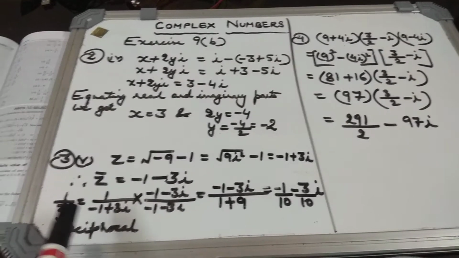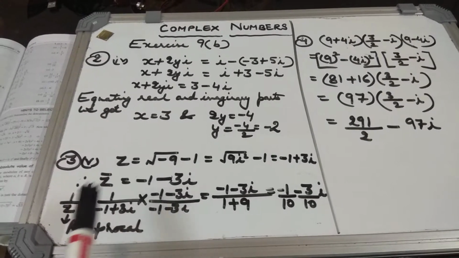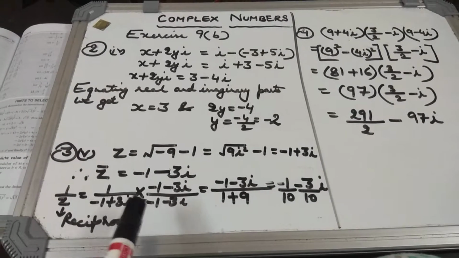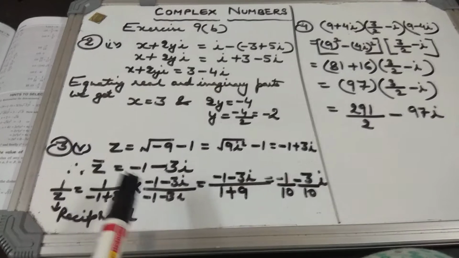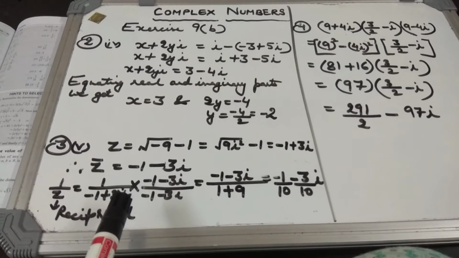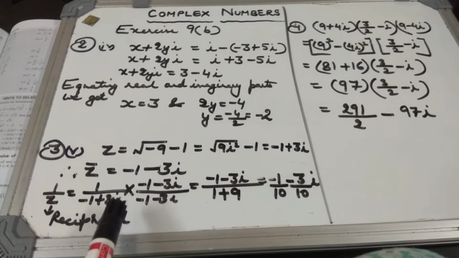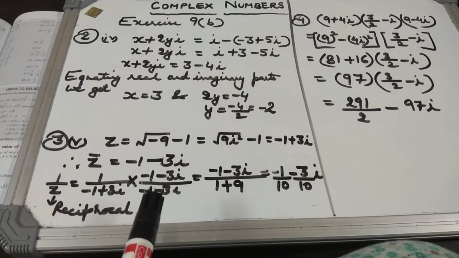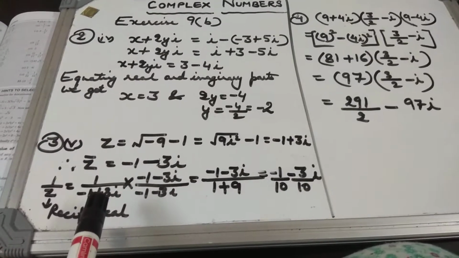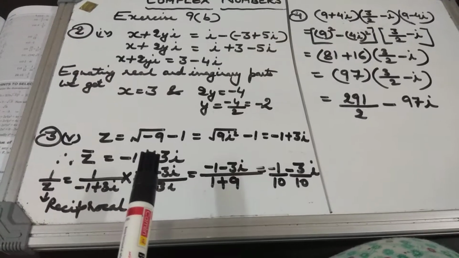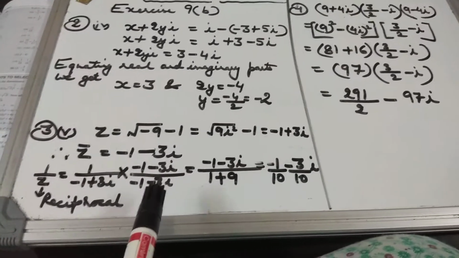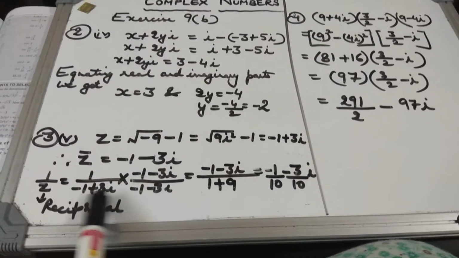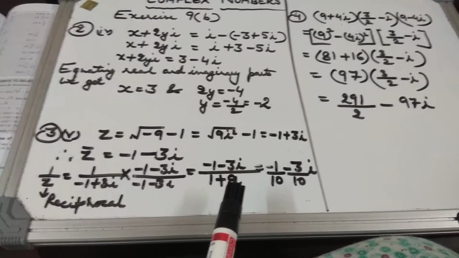Now I told you, while taking reciprocal, obviously we know that if z is this, 1 by z will be the reciprocal. Now 1 by z means 1 upon minus 1 plus 3i. Now by convention we don't keep i or imaginary part in the denominator. So the step says multiply numerator and denominator both by the conjugate of the denominator. So the conjugate of the denominator you have already found, minus 1 minus 3i. This will make it a real number. So this becomes a square minus b square.